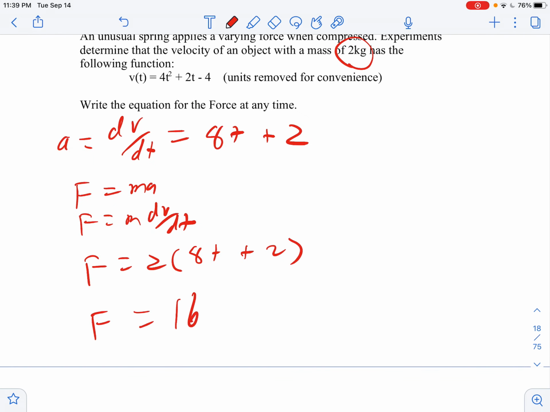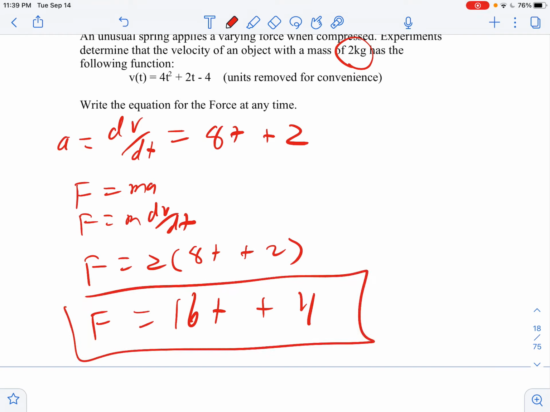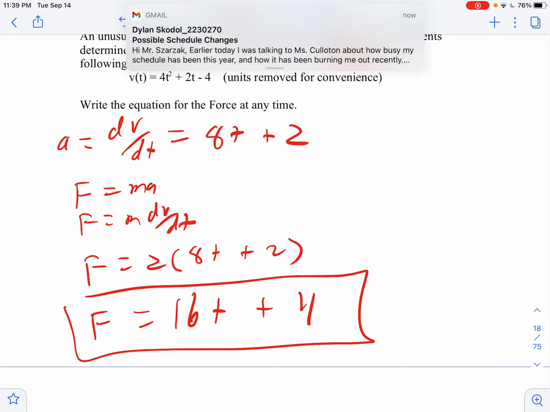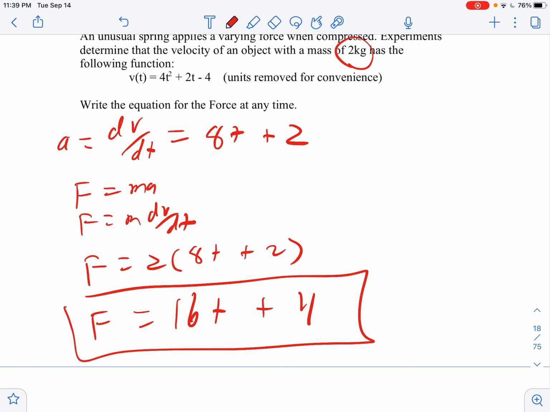So I'm left with 16t plus 4. Just for good measure, if I wanted to put units with the coefficients just so you can see it, the answer is force is equal to this thing. So what would it be?